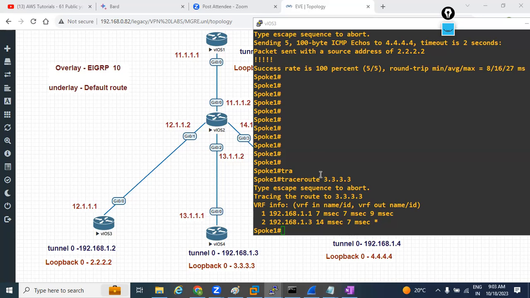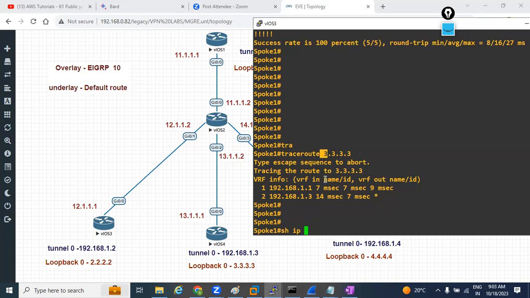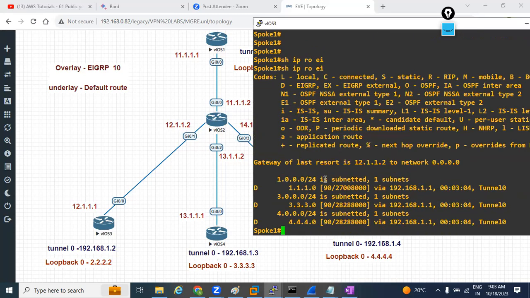So same if you would check here in the spoke, show IP route EIGRP. I want to check the source. Who's the source of this information? Hub is the source. So who's my next hop here? Hub here. Okay. Next hop is this one. So definitely it is going via the hub. So this concept is known as phase 1.